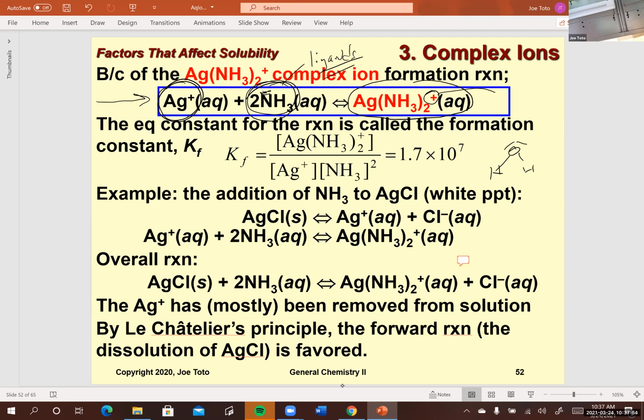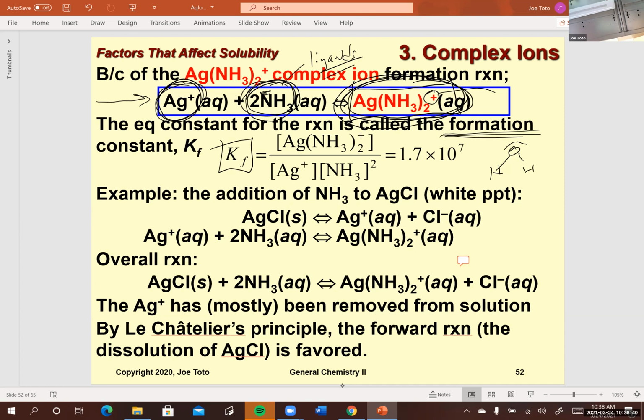Now notice the reaction of a complex has the complex on the right forming, and the ions or the other stuff on the left. Whereas for Ksp, the solid is on the left and the ions are on the right. But there's the usual definition using the law of mass action for this equilibrium constant. It's called the Kf, and that refers to the formation of a complex ion. And this is what's known as the complex ion.